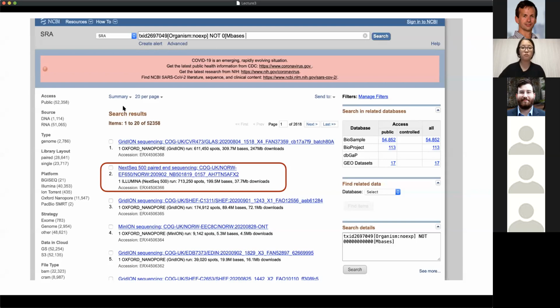And there, as of yesterday, there are probably more today, there were 52,358 SRA records for SARS-CoV-2. Obviously, it's also a very, very heavily studied organism. So I highlighted one here. This was performed on an instrument called Illumina. The model of the instrument is NextSeq 500. And this particular run generated 200 million nucleotides.